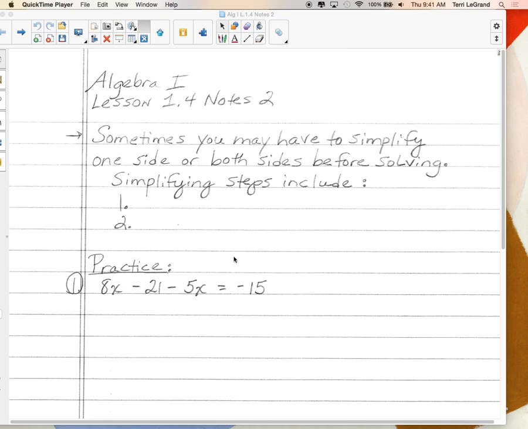Continue on in lesson 1.4. We still really have the same learning goal, but it's been changed up a little bit. Let's look over here and see how this is different from yesterday. I can simplify and solve equations in one variable that contain more than one operation.